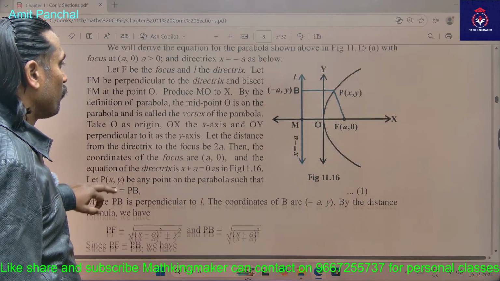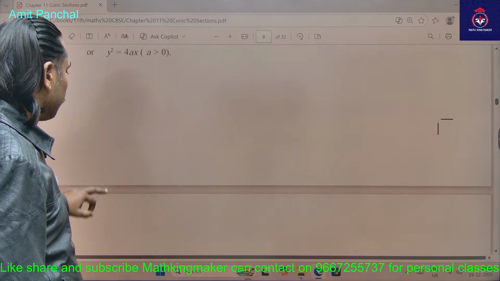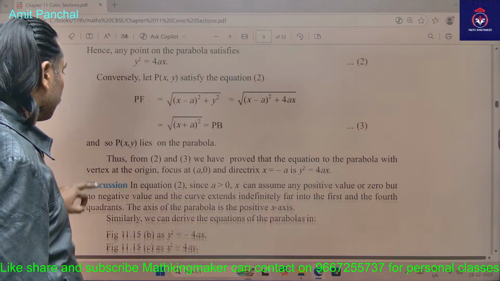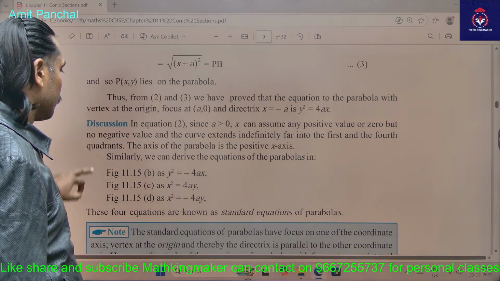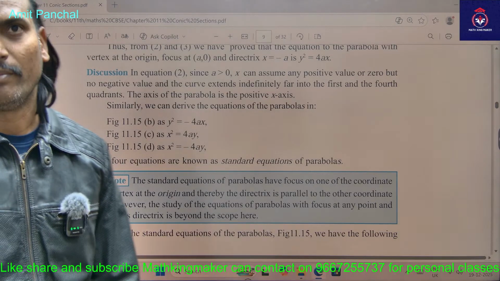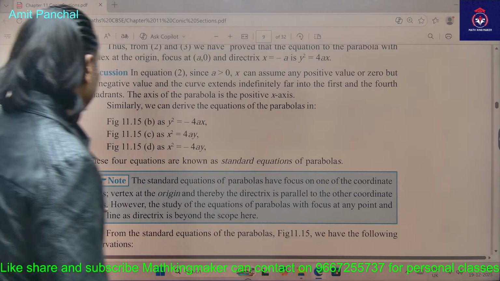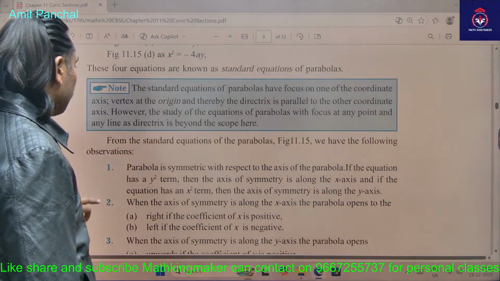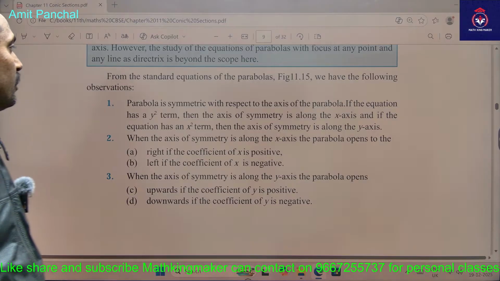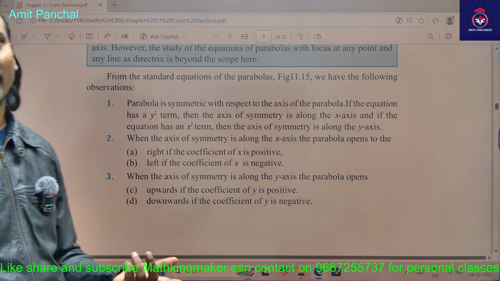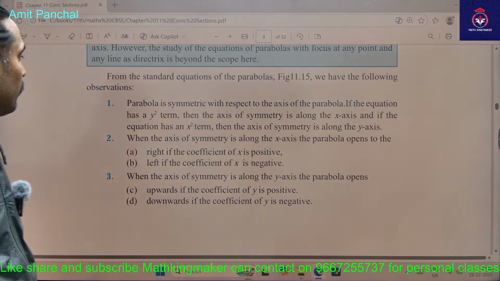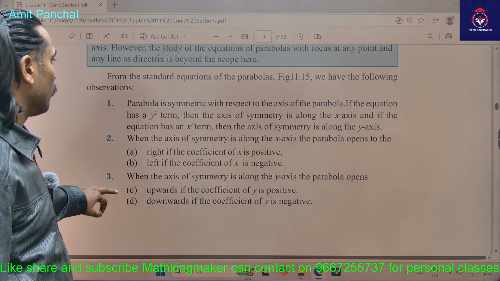So these four equations are the standard equations of parabola. Now, what did we learn about the parabola? A parabola is symmetric with respect to the axis of the parabola. Whatever the axis is, it is the line of symmetry, isn't it?